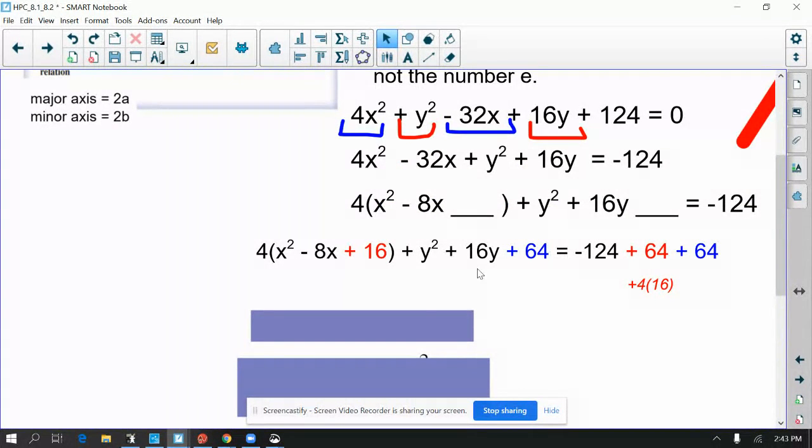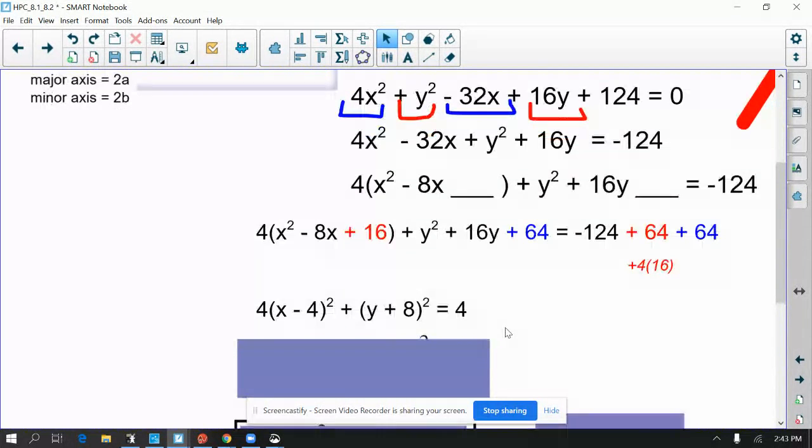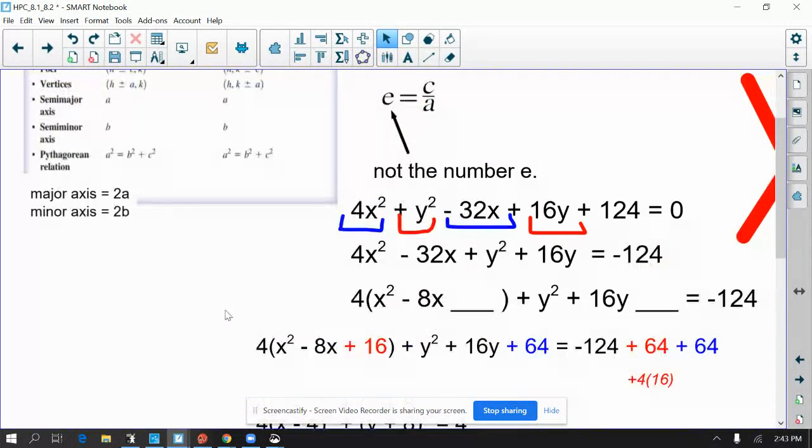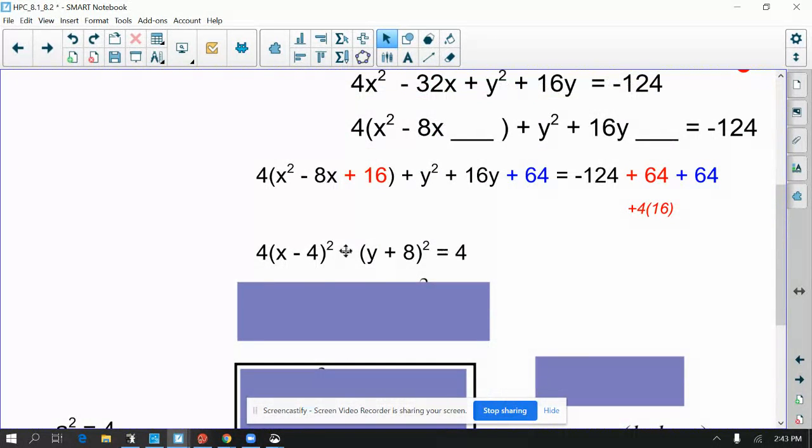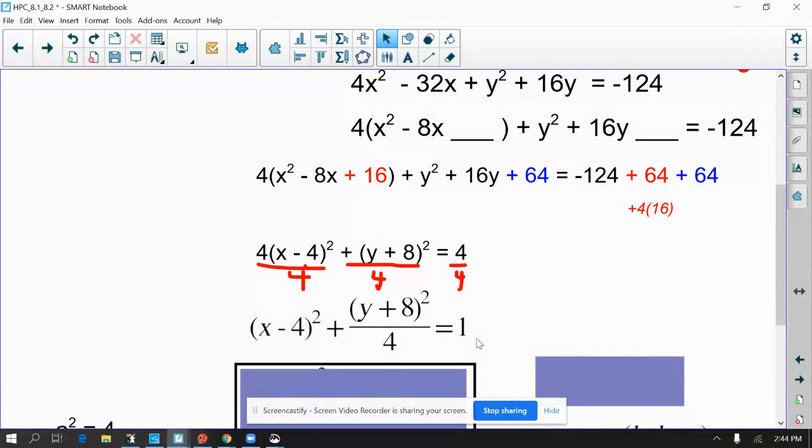So I've completed the squares and now I factor. This factors into x minus 4 squared, y plus 8 squared. These three numbers combine to get 4, and I'm so close. But this does not look, remember my two equations, they always equal 1. So that's easy to do. I just divide both sides by 4. If I divide both sides by 4, this of course will become 1. But I have to divide everything by 4, this and this. If I divide the left by 4, those 4s cancel out. And when I divide the y part by 4, it gets divided by 4.